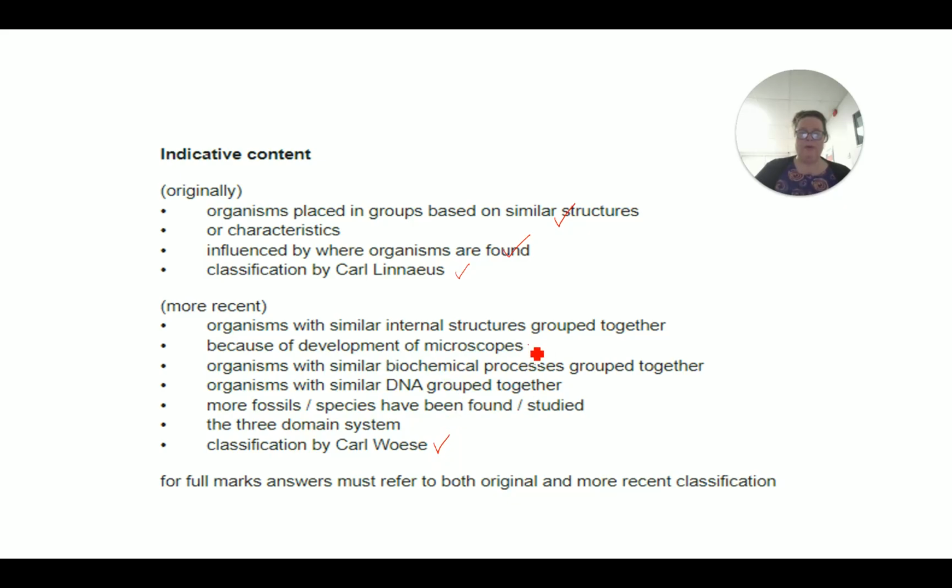Microscopes, if you mention here microscopes, DNA, more fossils, 3 domain system. If you mentioned all of that, or some of that, you can get 6. Now there's more than 6 ticks there, so you don't need all of them by any means. The only stipulation is down here, for full marks, answers must refer to both original and more recent. So you need to mention a couple about first Carl and some about second Carl. Now, if you can't remember their names, don't worry, you can still get 6 marks on this question from the other bits and bobs.